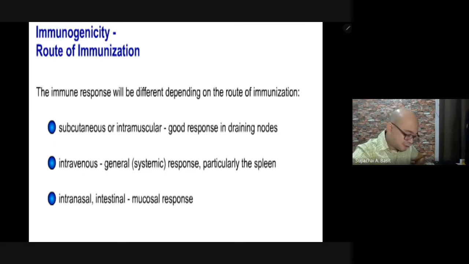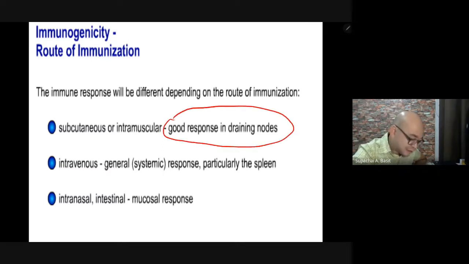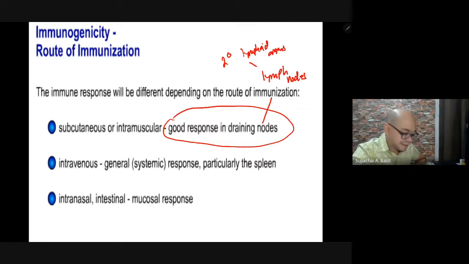The subcutaneous or intramuscular route would have a good response, particularly in draining the nodes. The nodes here refers to the lymph nodes. In the previous chapter, we discussed that lymph nodes are considered secondary lymphoid organs, and there are lymphocytes in the lymph nodes, and they are the ones who would encounter the antigen. So if you administer it subcutaneously or intramuscularly, that's a very good technique.